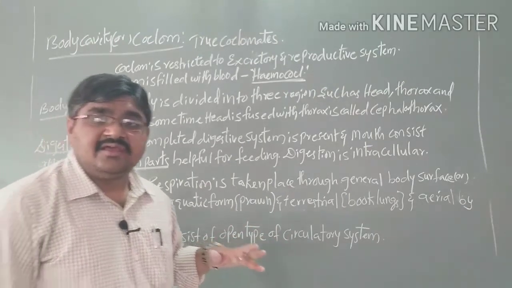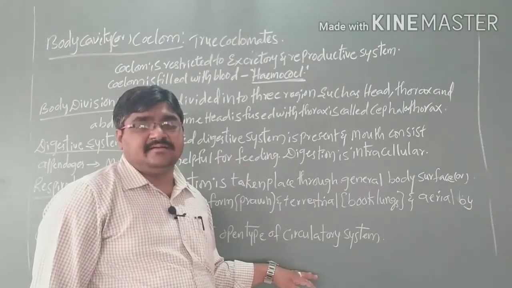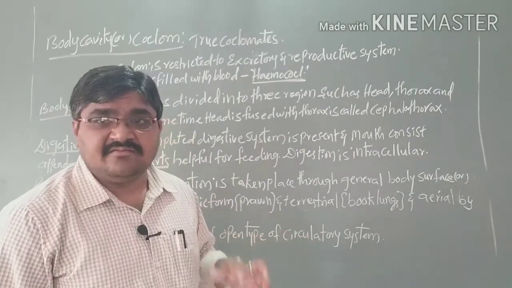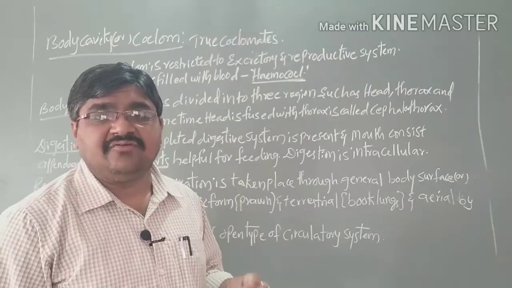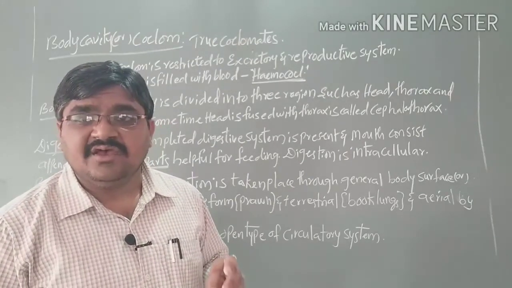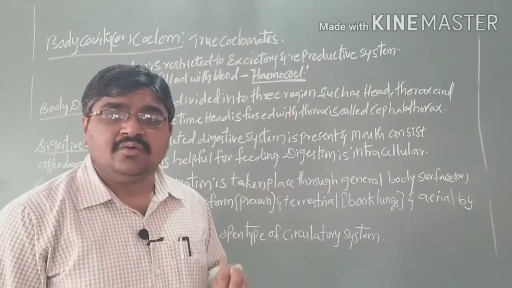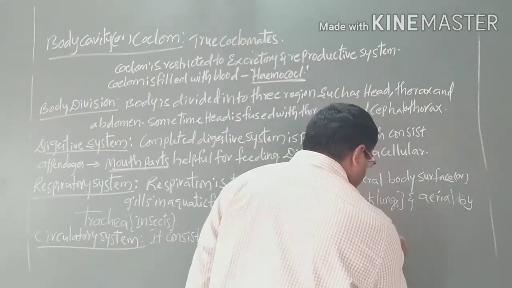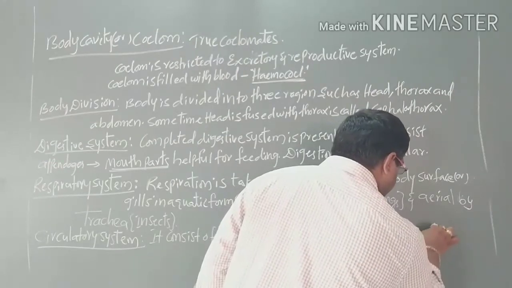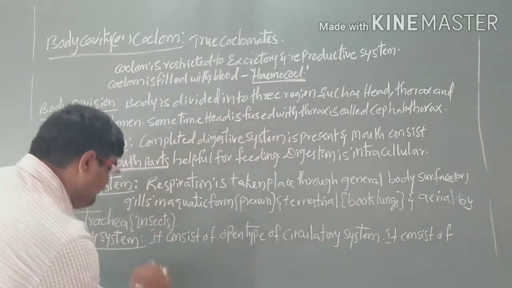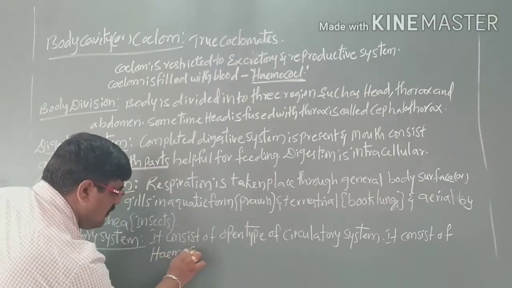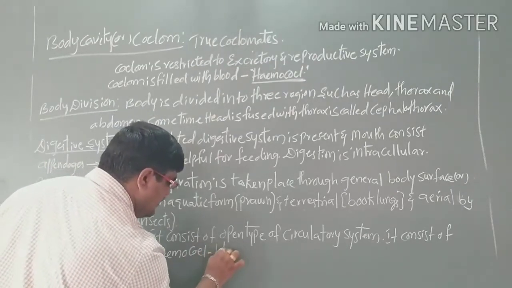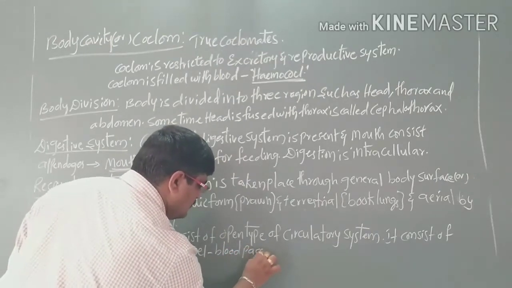And here it is filled with the hemocoel. That means the blood cavity is filled with blood. So here the hemocoel, that means the coelom or cavity, is filled with fluid. So we can call that the hemocoel. The hemocoel will circulate the blood to different parts of the body by the blood sinuses. Through the hemocoel, blood passes through sinuses.